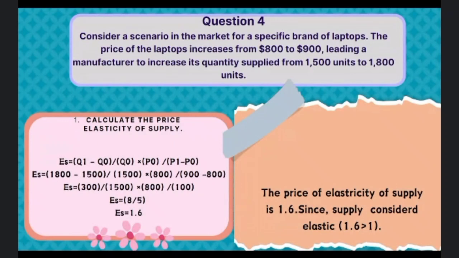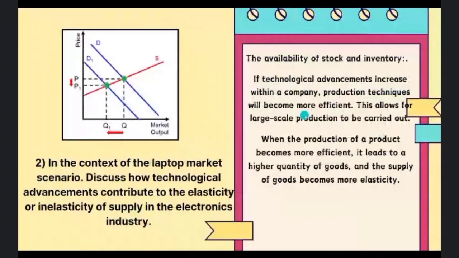If it is less than 1, it is inelastic supply. So this is a curve of elasticity of supply. We can see the curve is gently sloping or flat. That's it for question 1.